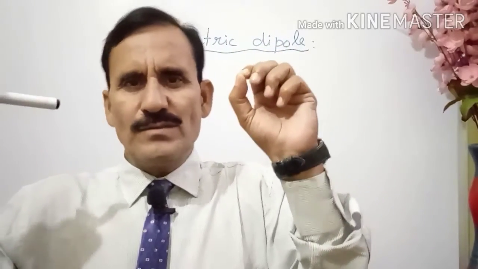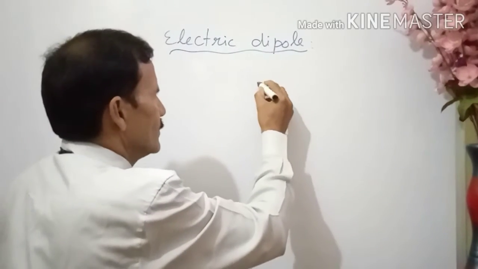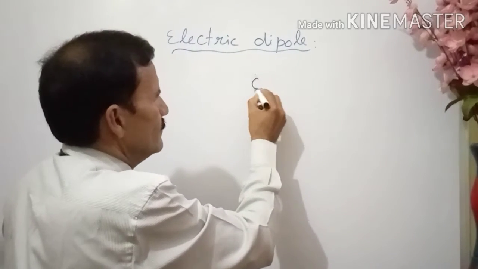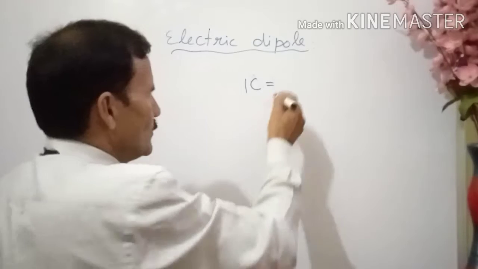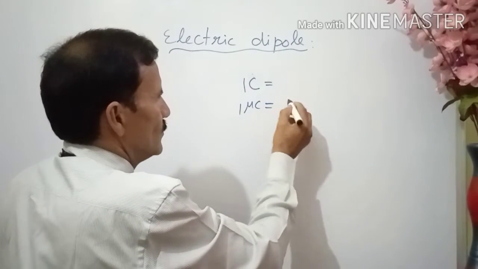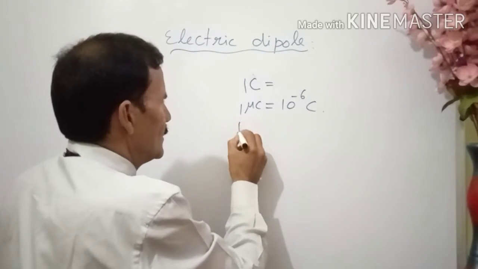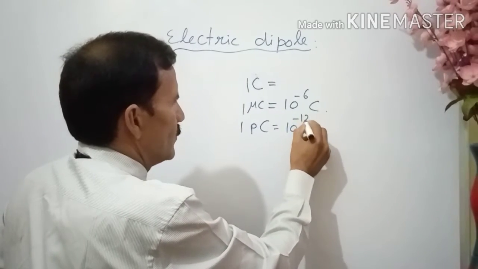When two small point charges, and small means what? They are in microcoulombs. You know the SI unit of charge is the coulomb, but you can have smaller units also. Suppose you are having 1 microcoulomb, it is equal to 10 raised to the power minus 6 coulombs. There is also the picocoulomb, that is 10 raised to the power minus 12 coulomb.